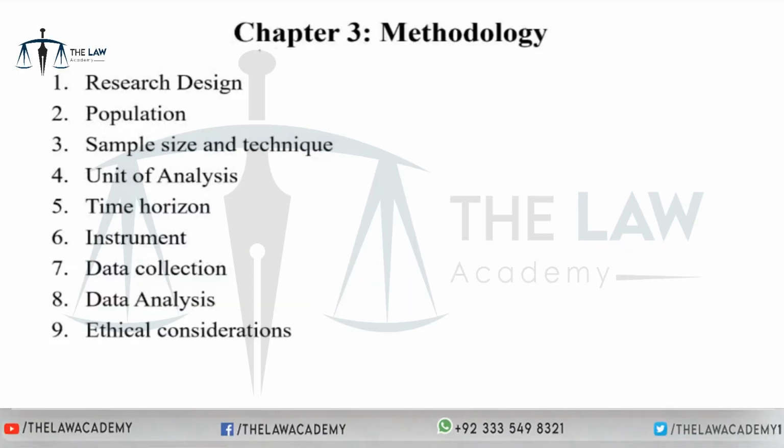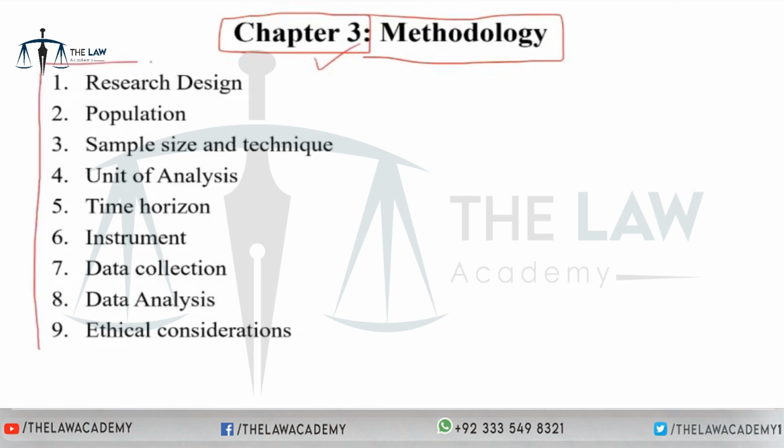So research methodology is basically your third chapter, or sometimes it is your fourth chapter. And when you're writing a paper, it might be just one heading and it's not any chapter. But for thesis, it is going to be your separate chapter. These are the dominant headings that we usually discuss in methodology.